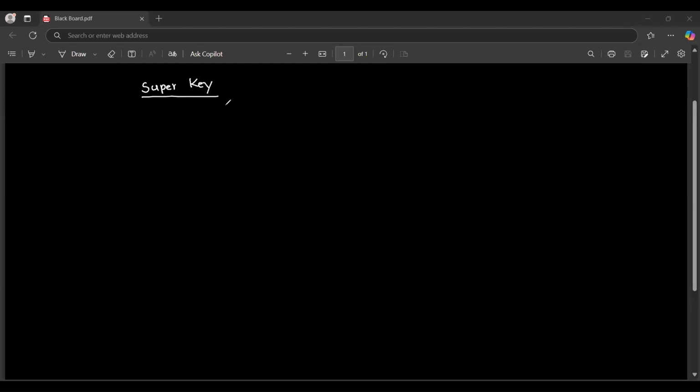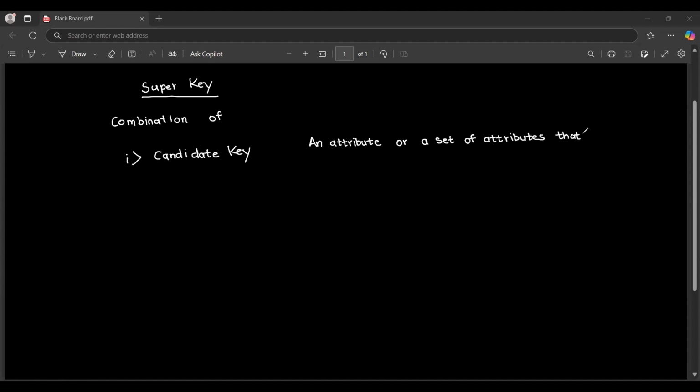So what is a superkey? Well, a superkey is a combination of two things. First thing, candidate key. It's a combination of candidate key. Well, what is a candidate key? We have already talked about that. An attribute or a set of attributes that can uniquely identify a tuple in a relation. This is what we call a candidate key.